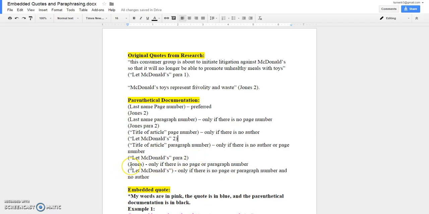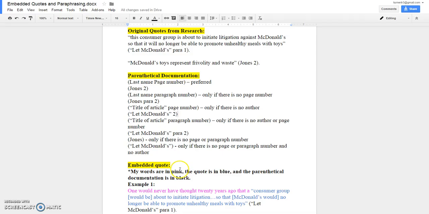And then if there's no page or paragraph number, you'd put just the author's last name. And if there's no page or paragraph number and no author, you'd put just the title in quotation marks. So you can see, like I said, this is an order of preference. If there's an author, the author's last name is always the best choice. If there's a page number, the page number is always the best choice. But if there's not, these other options do work.